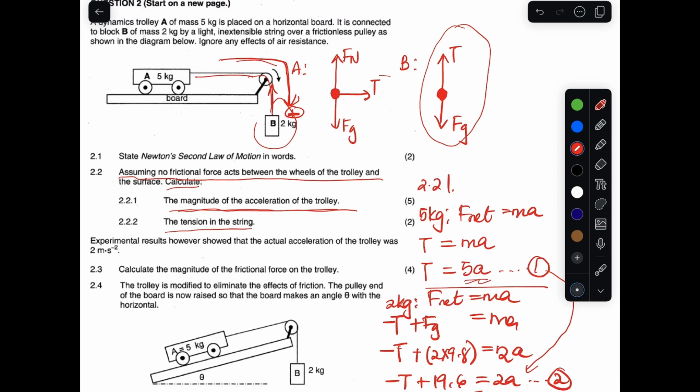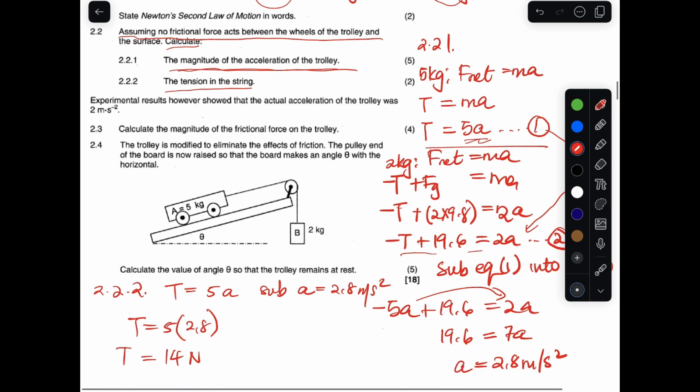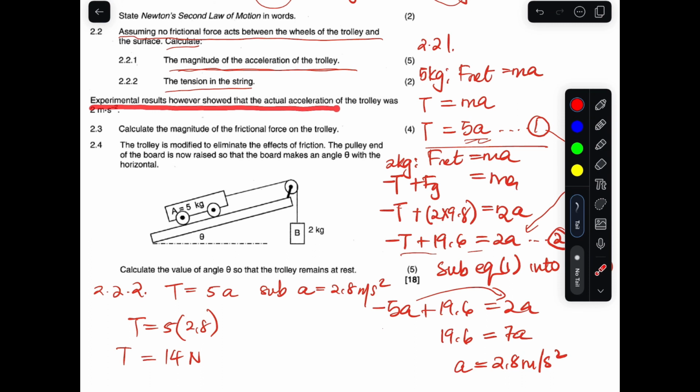Now, guys, here's a statement. It says, experimental results however showed that the actual acceleration of the trolley was 2 meters per second. The one that we calculated is theoretical, right? But now the actual one, the one that is done experimentally, is 2. So now it says calculate the magnitude of the frictional force.